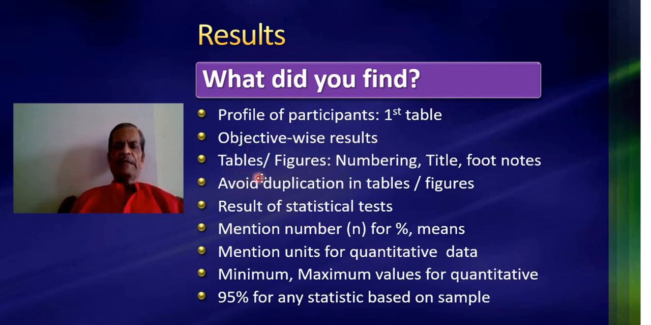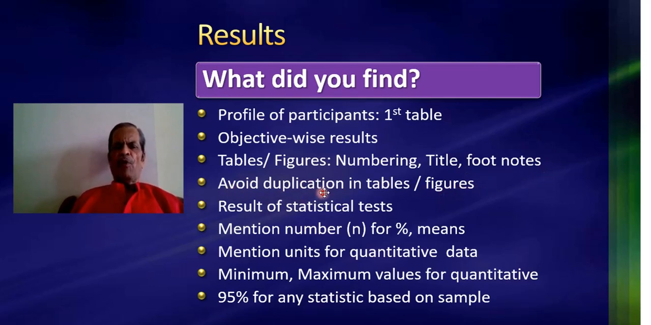They could be given in the tables and the figures and in the text. So the observations or the results can be given in the text form, in the tabular form, or in the figures. They should be numbered appropriately as per the instructions given by the journal. Each table and figure should have an appropriate title, and if required, there should be footnotes for each table.